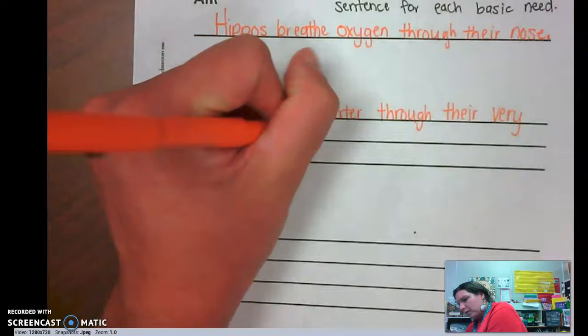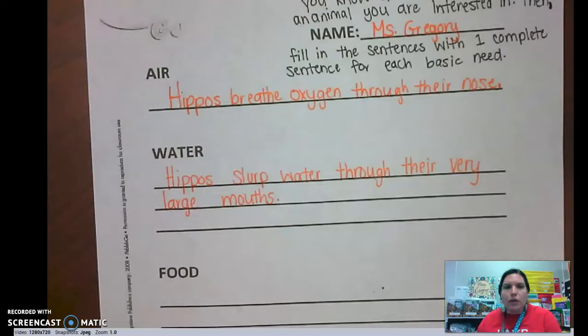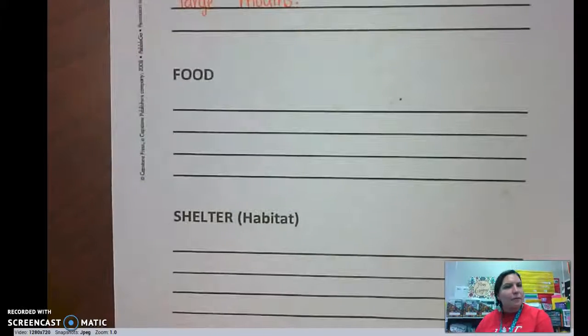mouths. I'm going to pause for a minute and give you time to write yours if you have it printed out. If you don't, just stay in touch. We're going to be only paused for about 3 seconds and then we'll be back. And we're back. So now we just have 2 more basic needs to write about, food and shelter.